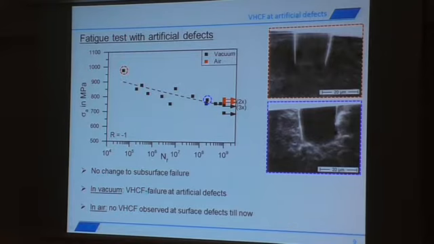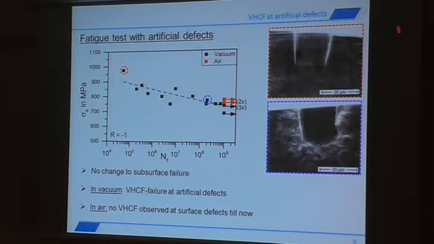This is the S-N curve for the tests with artificial defects. We performed the most tests in vacuum. These are the black signs. But we performed, for comparison, a few in air until now. What we can see at first, in this case, we don't have a change to subsurface failure, but we have very high cycle fatigue at the artificial defects.